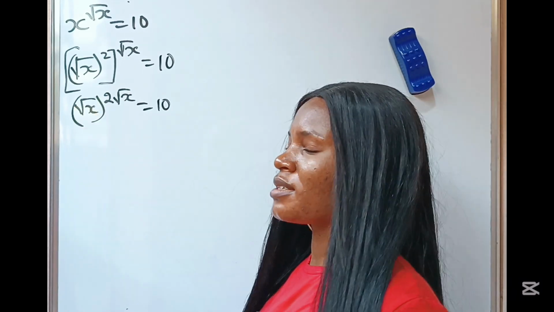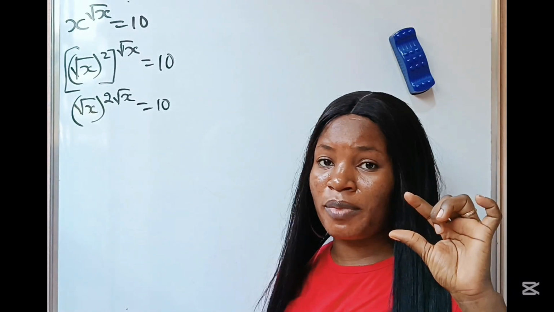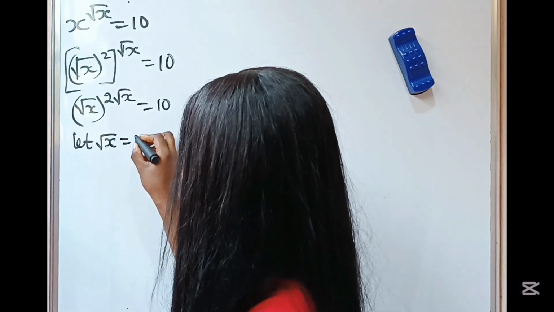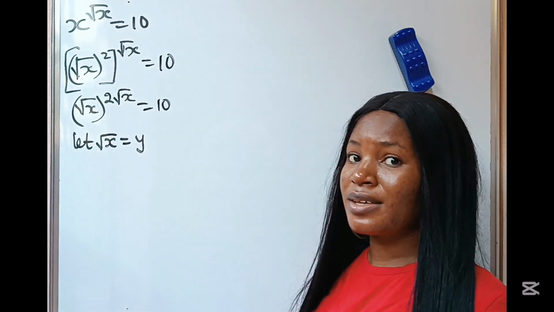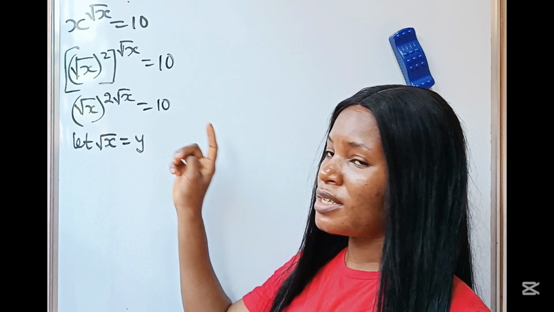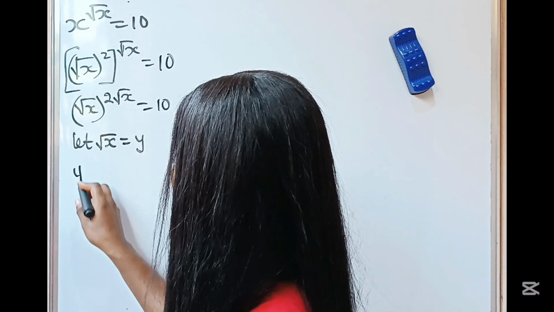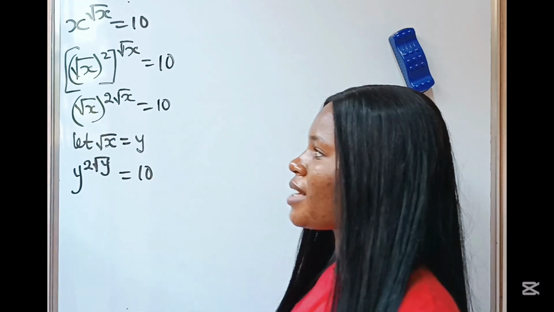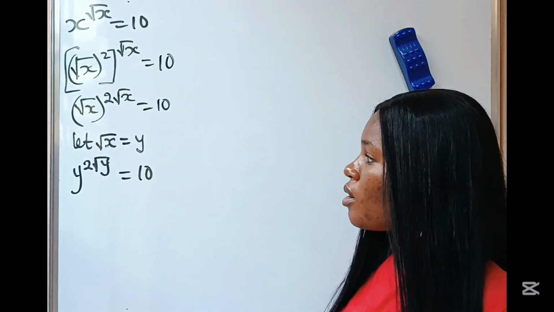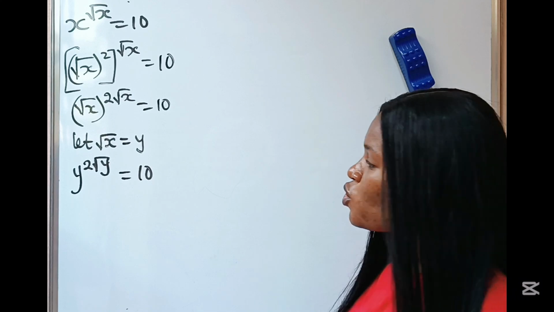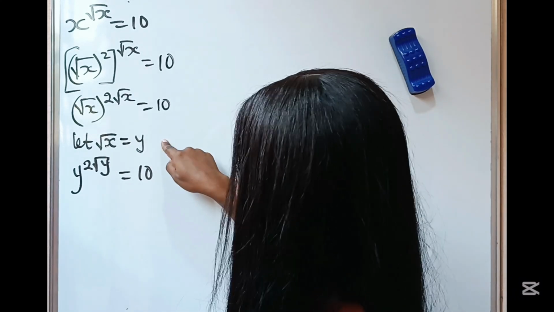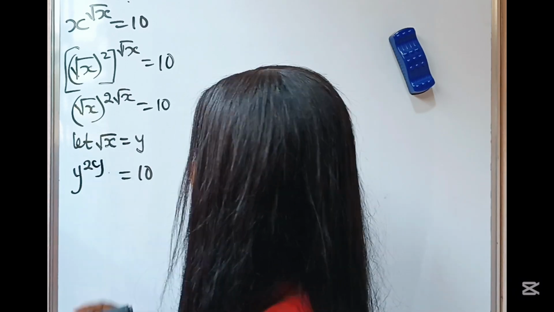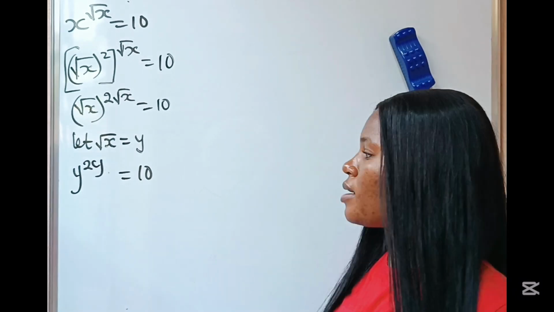Now we have root x and we have root x. Let's assign a letter for it, okay? So we can say let root x be equal to y. If we make that statement, that equation becomes y raised to the power of 2 root y is equal to 10, right? Oh, y, because our root x is y. All right, sorry about that. So this is what we have: y raised to the power of 2y is equal to 10.